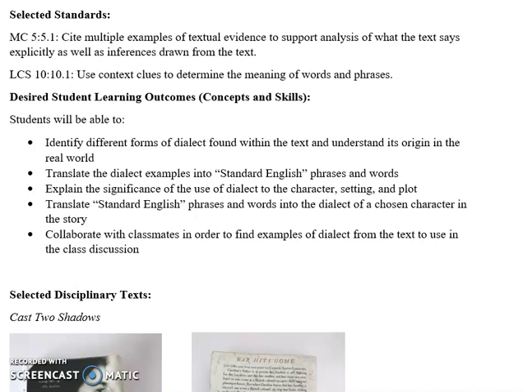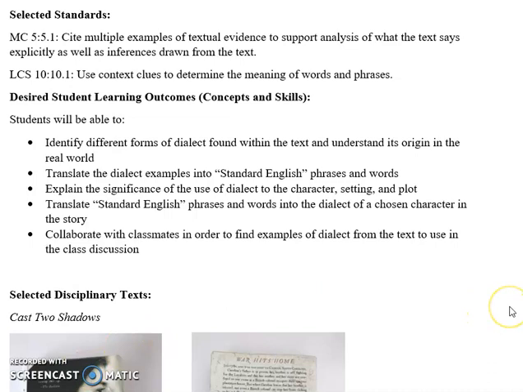And then I wanted them to explain the significance of the use of dialect to the character, setting, and plot, because only certain characters speak in this dialect. And then they needed to do the opposite and translate standard English back into this dialect of a chosen character, and they did that by collaborating with their classmates.